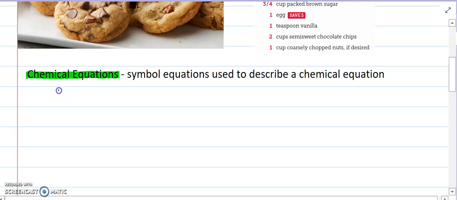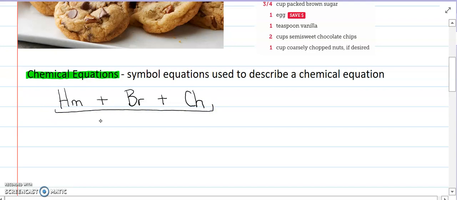So I'm going to write HM as my symbol for ham. I'm going to use a plus sign between that and the bread that I'm using for my sandwich. And I'm going to use another plus sign because in addition to that, I'm going to put on a piece of cheese. And those become my ingredients in my chemical reaction. My ingredients in my chemical reaction are commonly referred to as the reactants.